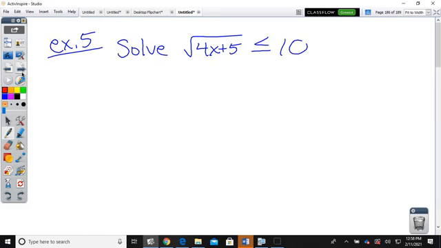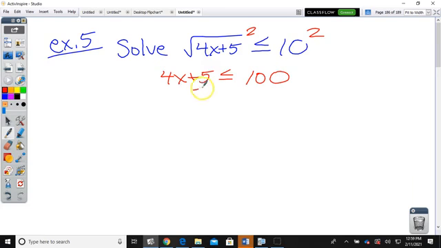Alright. Same type, but what kind is it? Inequality. So they're a little different, but basically you do the same thing. Is my square root by itself? Yes, that's a blessing. I'm just going to square both sides. So I'll get 4x plus 5 is less than or equal to 100. And I'm 2 steps away now.